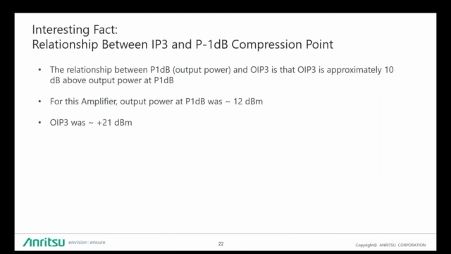Here's an interesting fact about the relationship between the IP3 and the P1 dB compression point. Some of you might already know this, but the output IP3 is roughly 10 dB above the output power at the 1 dB compression point. For this particular Mini-Circuits amplifier, the output power at P1 dB was around plus 12 dBm, and the output IP3 that we just measured was in the 21 dBm ballpark. So there's a difference of about 9 dB. So this relationship of 10 dB more or less holds.